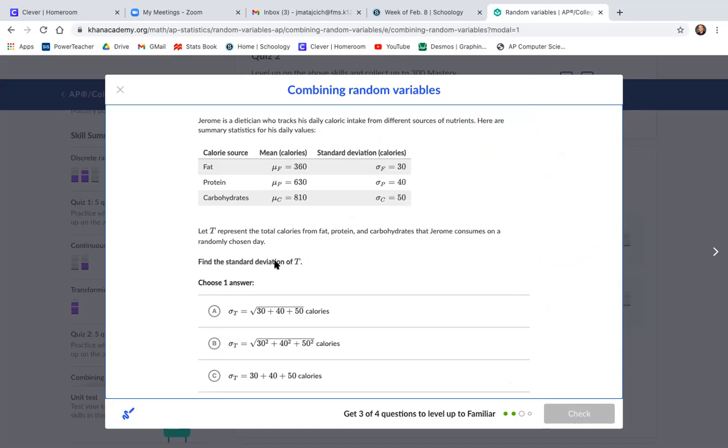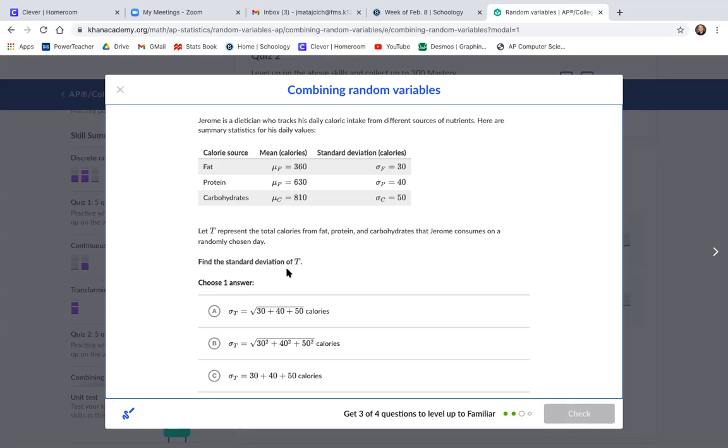Okay, so again, we're finding the standard deviation. Jerome is a dietitian who tracks his daily caloric intake from different sources of nutrients. Here are summary statistics for his daily values. So we've got his calorie source, macros: fat, protein, carbs. We've got the mean that he eats of each one of these and the standard deviation. T is the variable that's going to represent the total calories from fat, protein, carbohydrates that he consumes on a randomly chosen day.